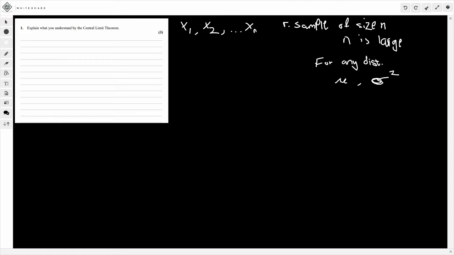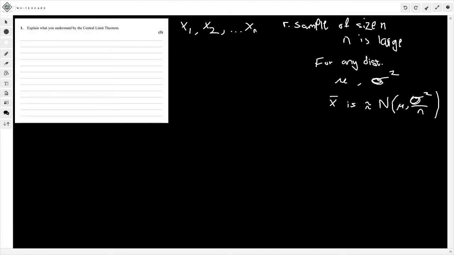So what we can say is that the mean of our sample, X bar, is going to be approximately normally distributed with mean mu and variance sigma squared divided by n. You probably come across this when you're doing your hypothesis testing and so on. So that's a very, very brief definition of the central limit theorem.